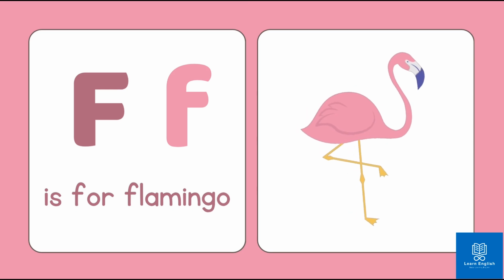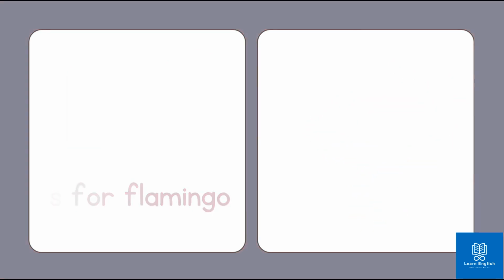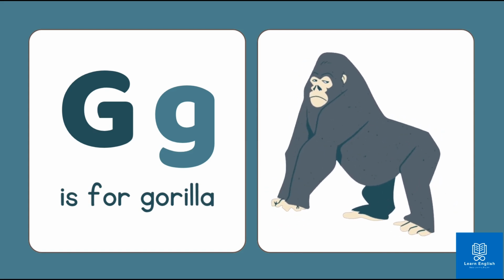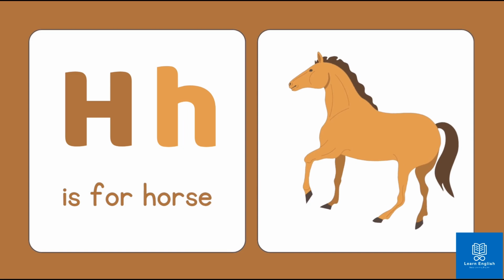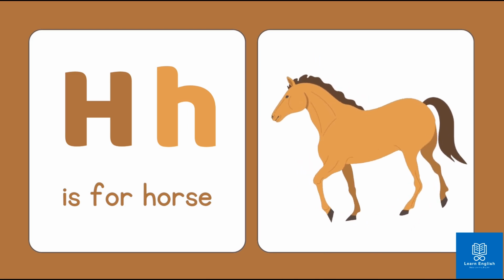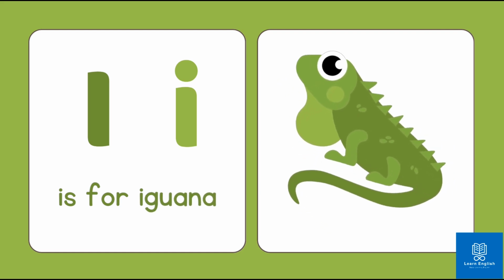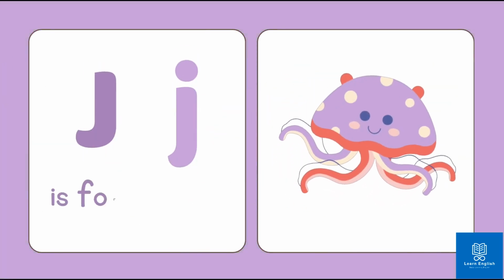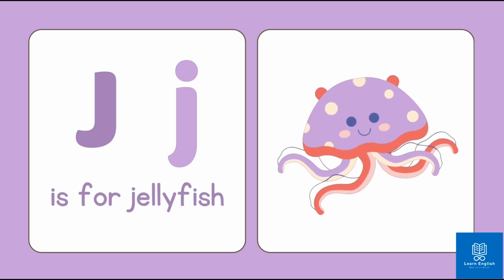F is for flamingo. G is for gorilla. H is for horse. I is for iguana. J is for jellyfish.